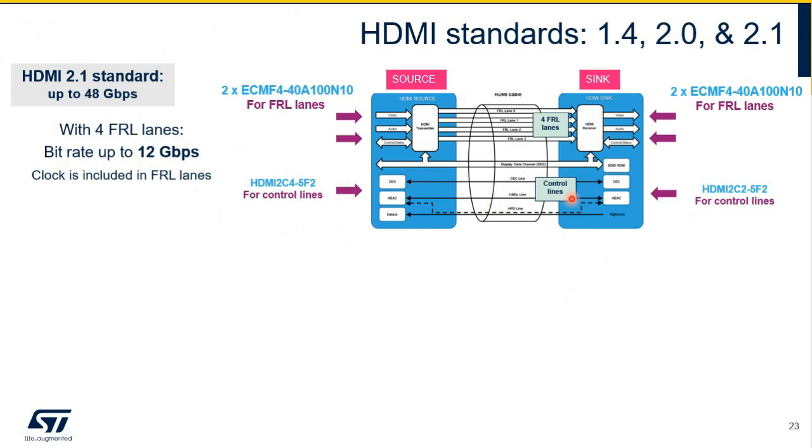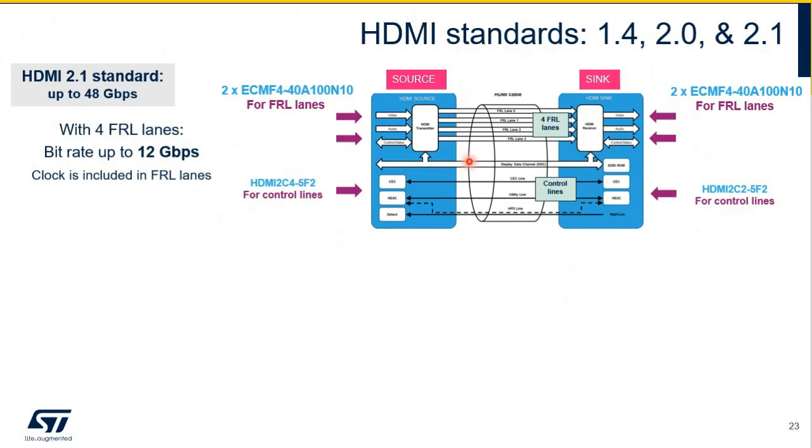To control the long HDMI cable, or I would say the poor quality HDMI cable, we have some functions like dynamic pull-up, and we can propose also a reshaping of the I2C bus. We have one part dedicated for the source application, HDMI2C4-5F2, and one part dedicated for the sink application, HDMI2C2-5F2.